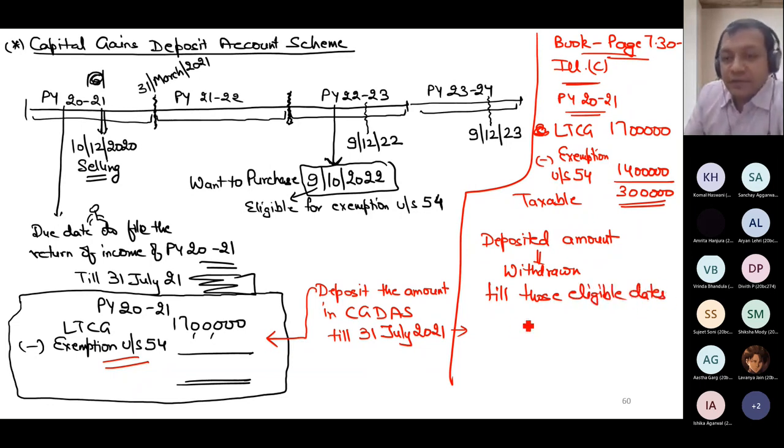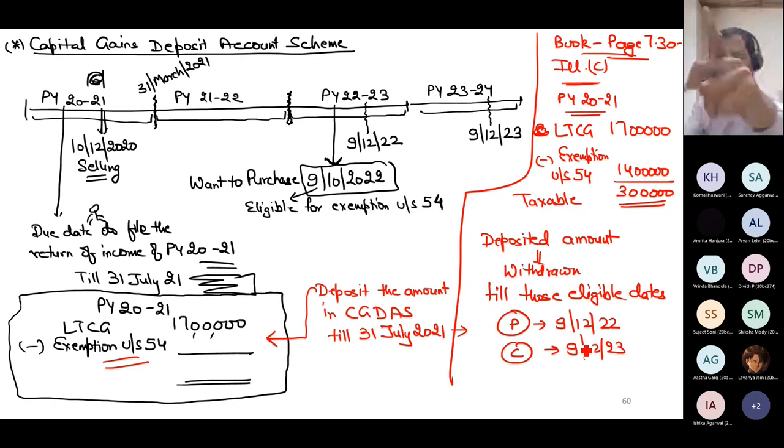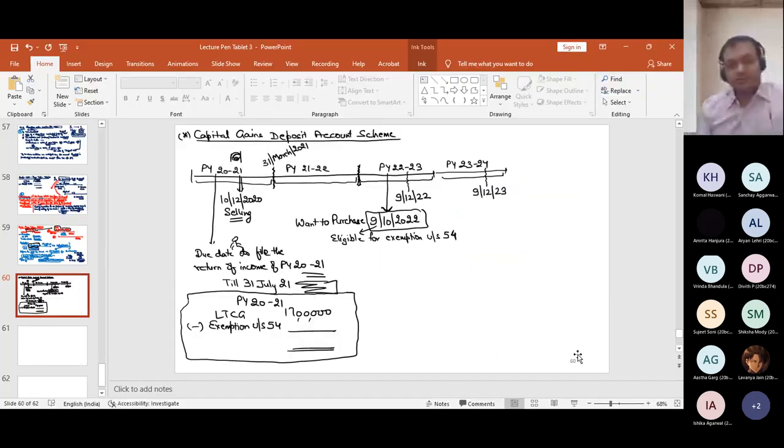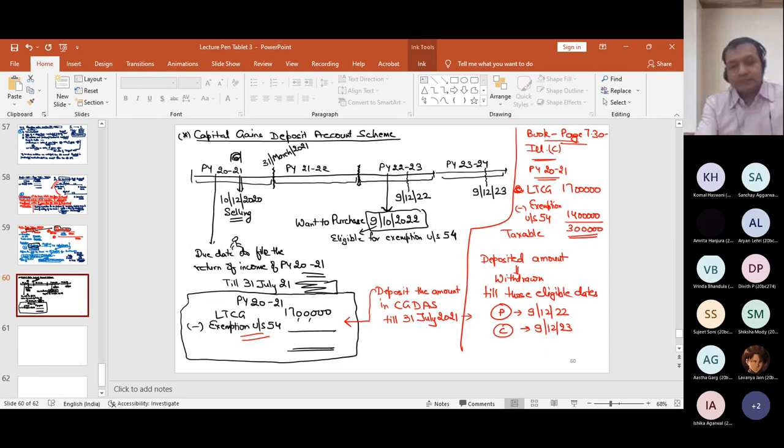What are those eligible dates? For purchase, the maximum date was 9th December 2022 in my example, and for construction the maximum date was 9th December 2023. You have to withdraw from this account and utilize this 14 lakh for purchase till 9th December 22 or for construction till 9th December 2023, because the real intention of the deposit was only to give you this time. This is the point. Please raise your hand if you have understood it. You got the benefit, but you have to actually withdraw and purchase the house within the time limit.